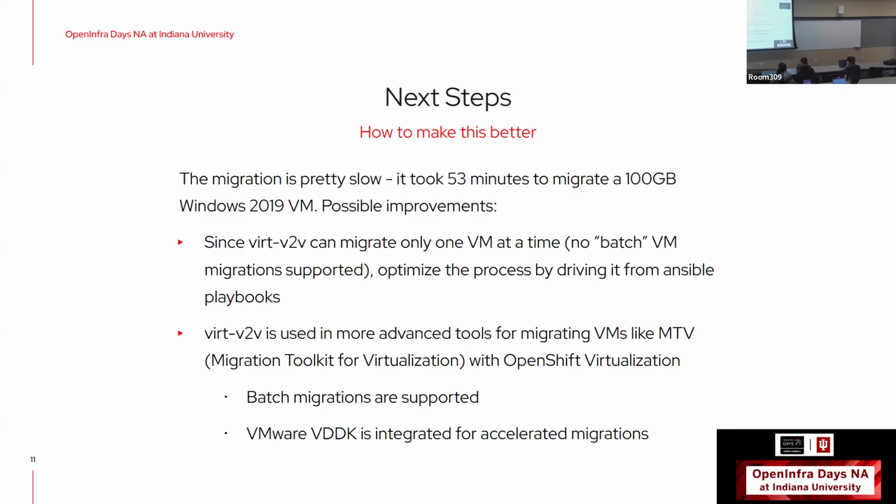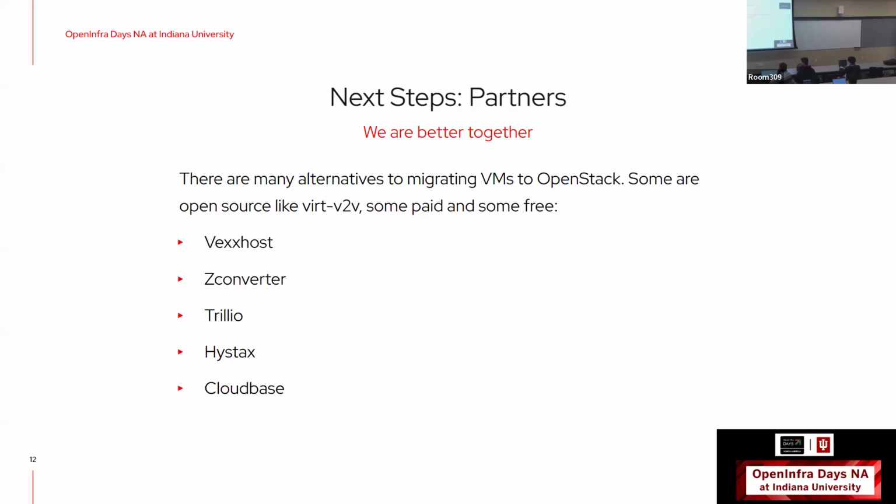A shameless plug here. V2V is also used in a toolkit for migrating VMs called Migration Toolkit for Virtualization. Another thing: it does support VDDK, so you can further optimize this and migrate to virtualization, where batch migrations are supported and where VMware is integrated for accelerating. But next steps, there's a lot of partners that do that.